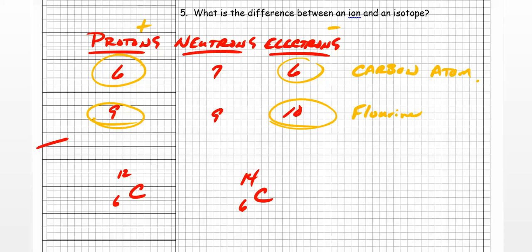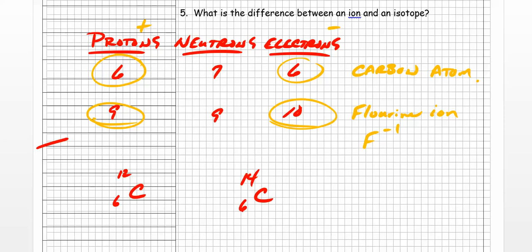Because there's one more electron than there are protons, we call this a fluorine ion, right? And it has a negative charge. And we'll write it like this, F minus 1, just like that.